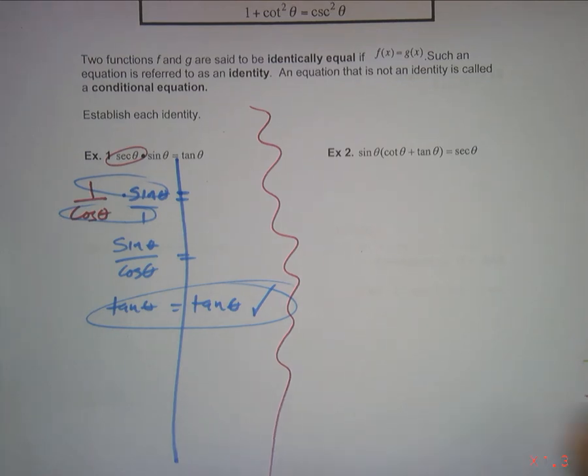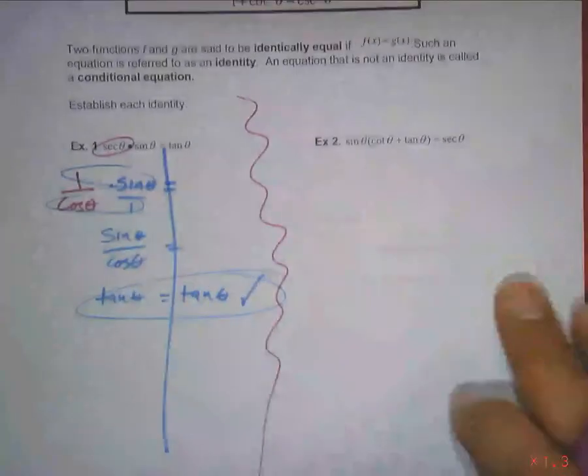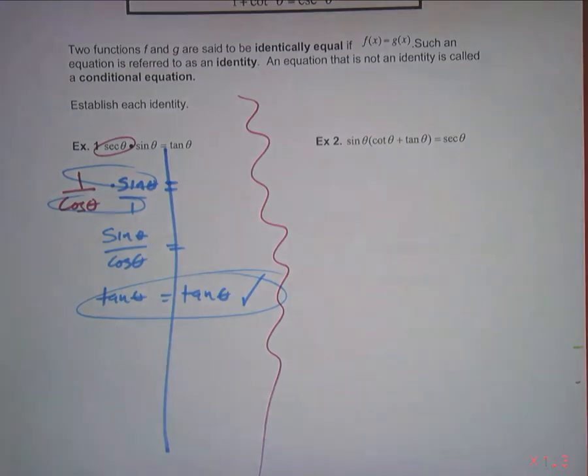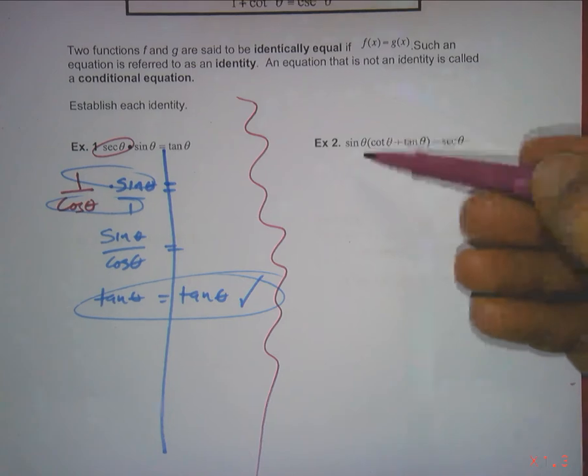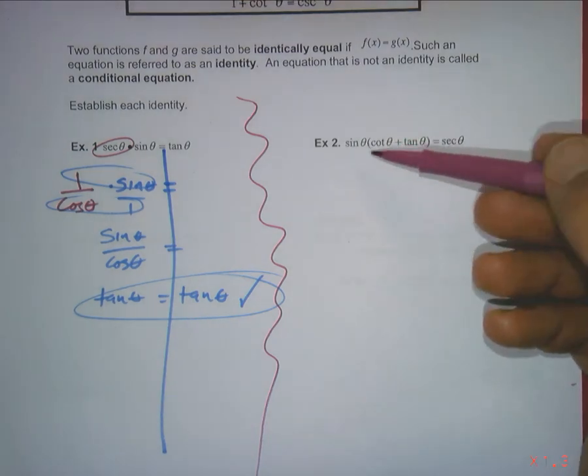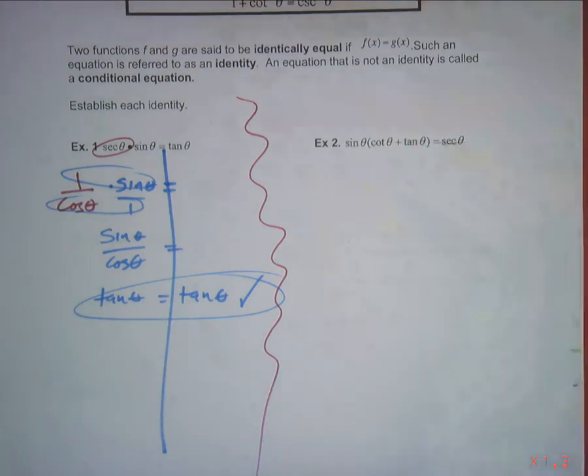All right, so I take a look at the next one. I've got sine times the quantity, cotangent plus tangent, and that's supposed to equal secant. Remember what secant is. We just did that one, right? Secant is 1 over cosine. So if I can get 1 over cosine on the left side, I'm going to be good to go. All right, so I take a look. Suggestions, what do you think we should do here? I've got sine of theta times this quantity.